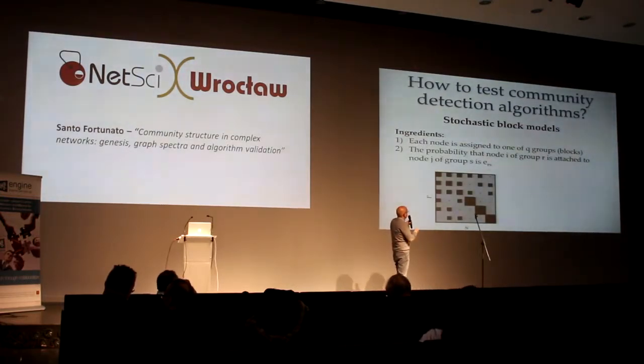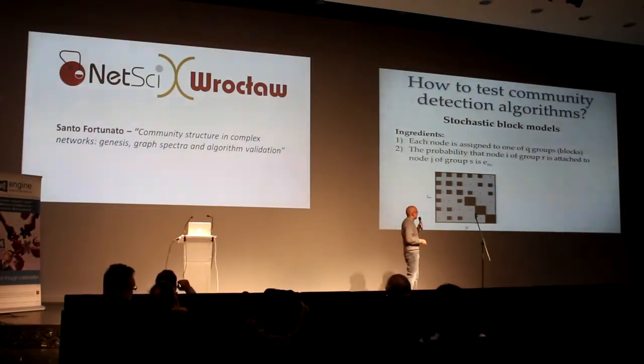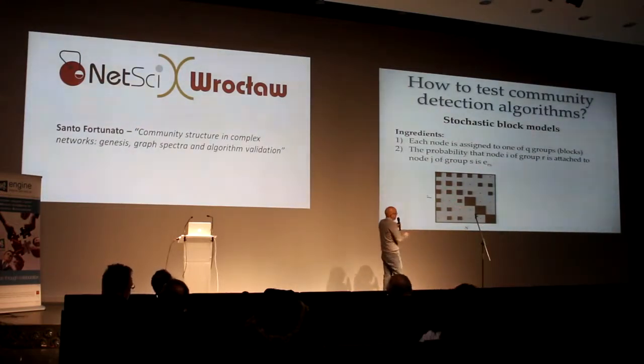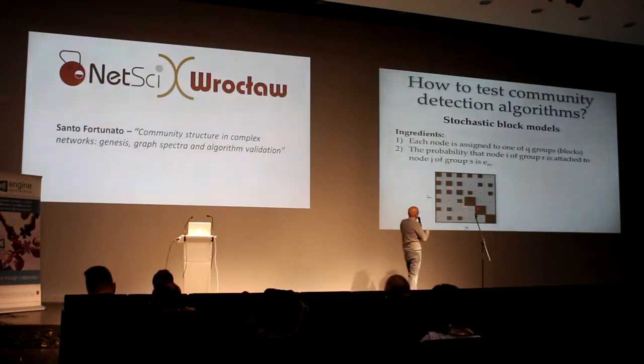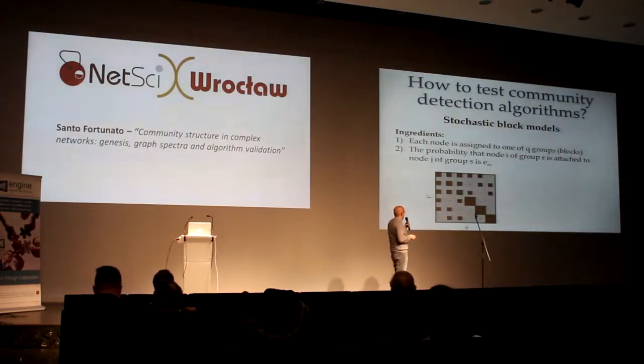So this matrix, e_rs, gives you these probabilities. It's a Q times Q matrix, because Q is the number of blocks. Here you can see a schematic example of this matrix where the blocks indicate the value of the entries of the matrix. The bigger ones correspond to larger values, smaller ones correspond basically to 0. So you see you can have different types of scenarios.